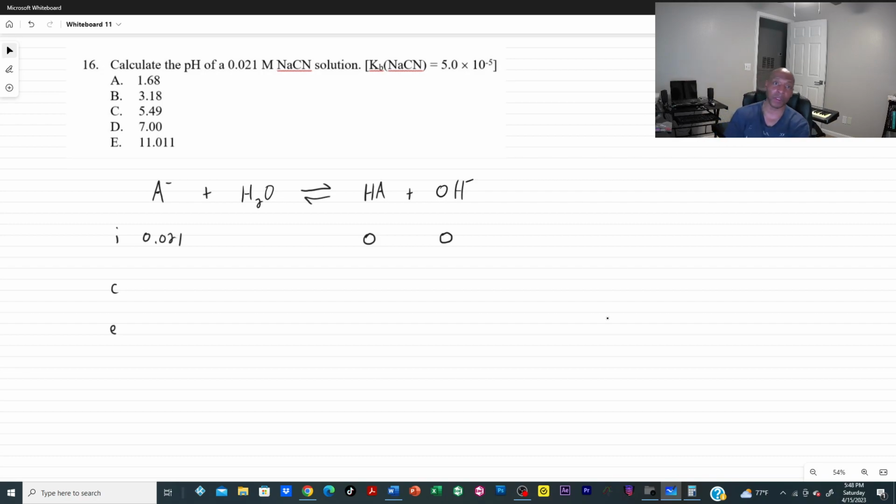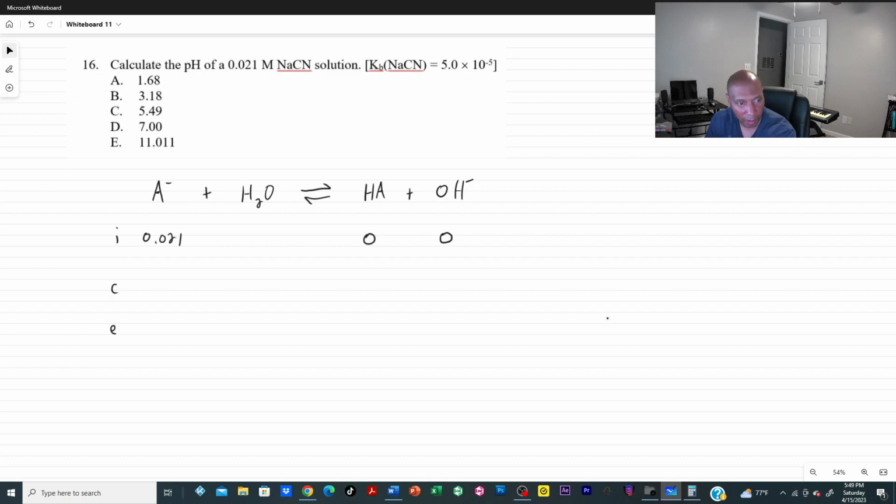0.021. Of course, I don't care about my water concentration. Initially, my conjugate acid concentration is going to be 0. My hydroxide concentration actually isn't going to be 0. Initially, it's going to be 1.0 times 10 to the negative 7, but that's so close to 0 that I'm going to go ahead and put 0 right there.